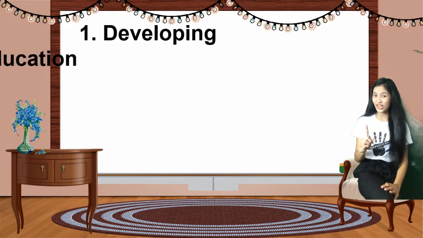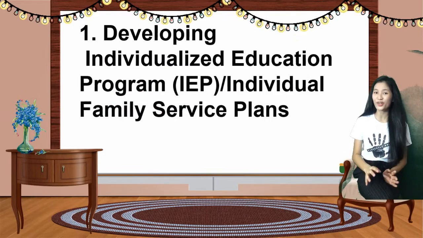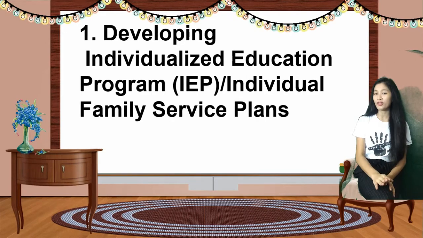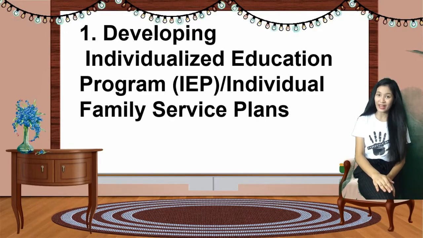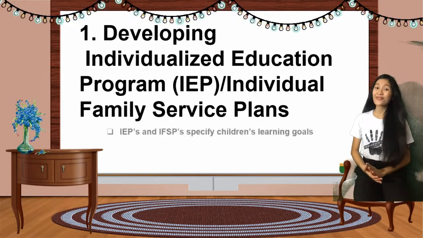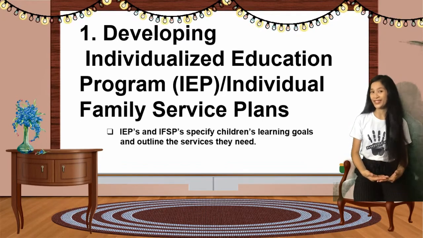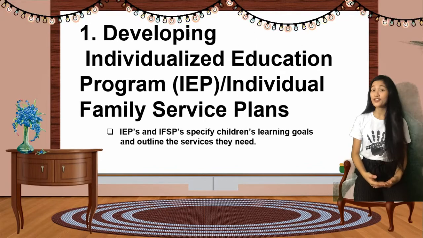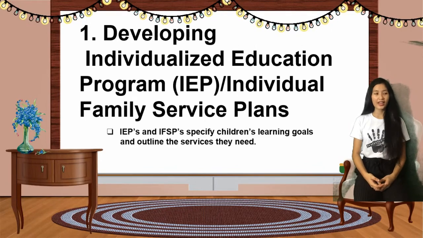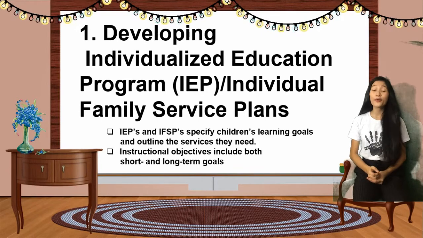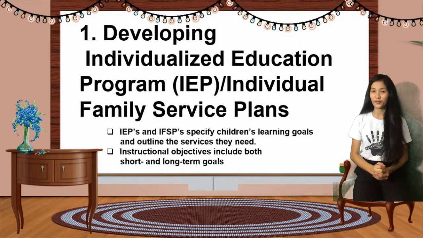The first intervention, and probably the most important one, is to develop the individualized education program or the individual family service plans of the student. The IEPs and IFSPs specify the children's learning goals, and they also outline the services they need. And instructional objectives include both short-term and long-term goals.